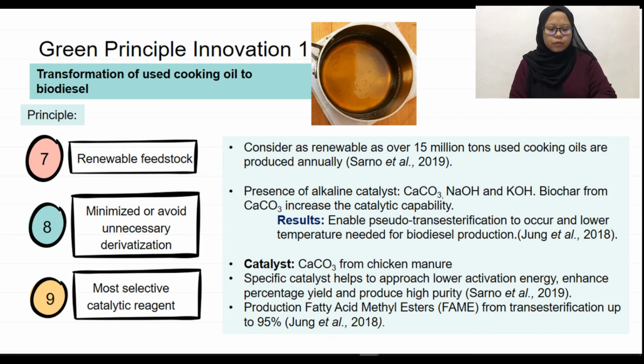Next one is principle number 9. It is most selective catalyst reagent use. The specific catalyst used is CaCO3 from chicken manure. Specific catalyst helps to approach lower activation energy and enhance percentage yield and produce high purity of product. The production of fatty acid methyl ester, or FAME, from trans-esterification is up to 95%.